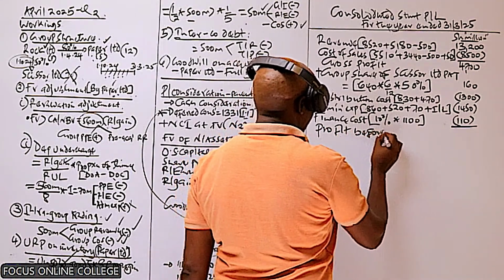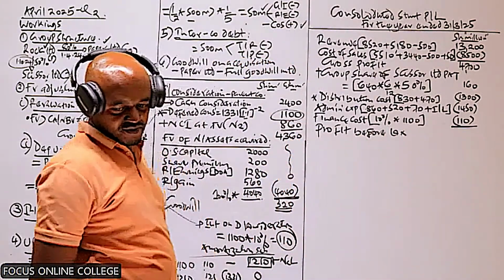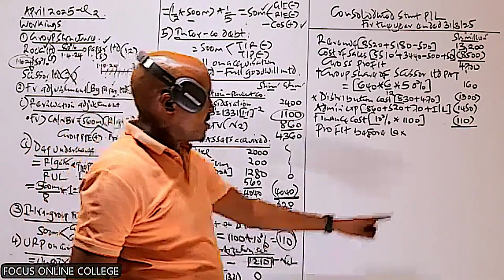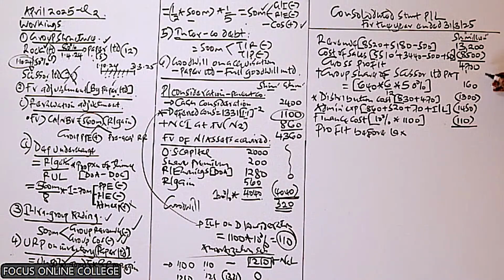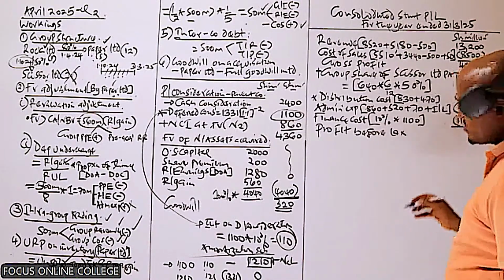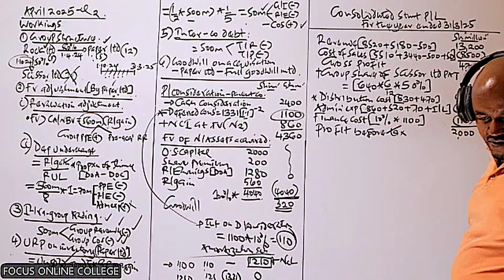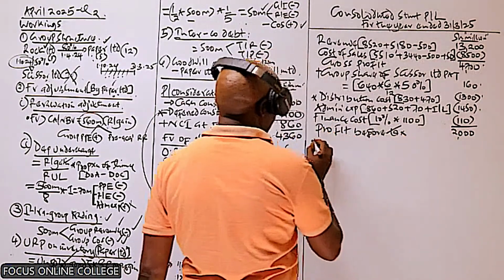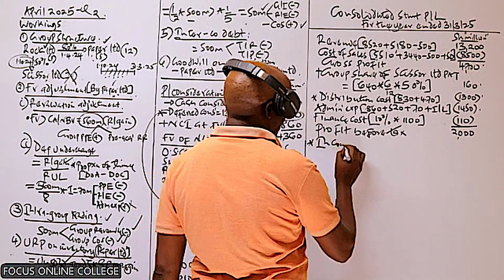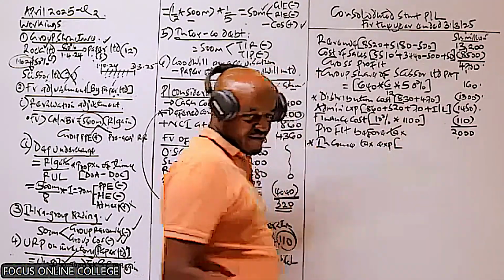Having that, we can proceed and compute the profit before tax. How much would be the profit before tax? This plus this minus the three expenses there. I'm told this one will be 2,000. Then we list the other item, income tax expense, which is also always a free mark.